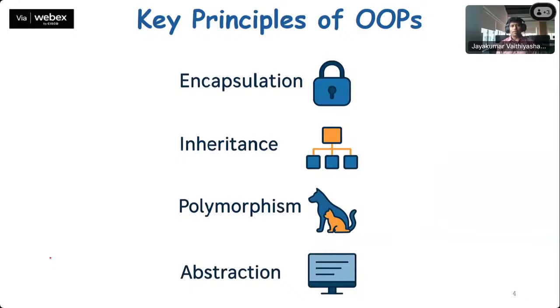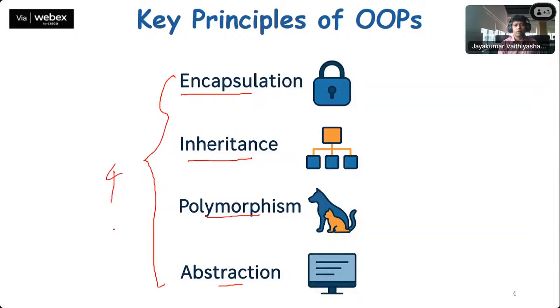The key principles of object-oriented programming lie in encapsulation, inheritance, polymorphism, and abstraction. These are the four key principles we identify. If you want to learn object-oriented programming in a structured way, these four will help you. We'll discuss them one by one, if possible with a program also.